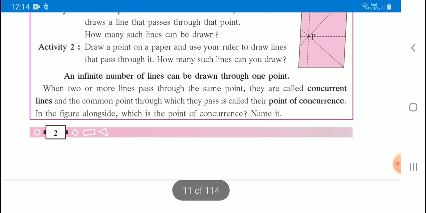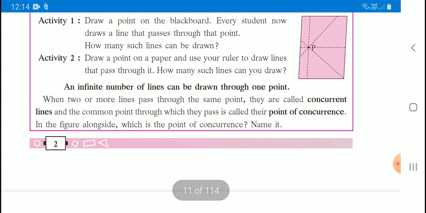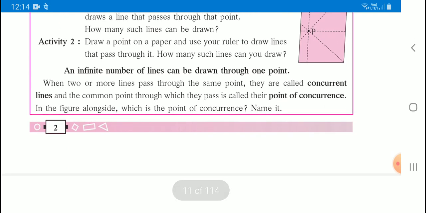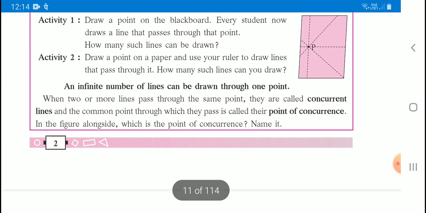When two or more lines pass through the same point, they are called concurrent lines. Keep in mind, we can draw infinite lines from a single point, and when two or more lines pass through the same point, they are called concurrent lines, and the common point through which they pass is called their point of concurrence. In the figure alongside, which is the point of concurrence, name it.